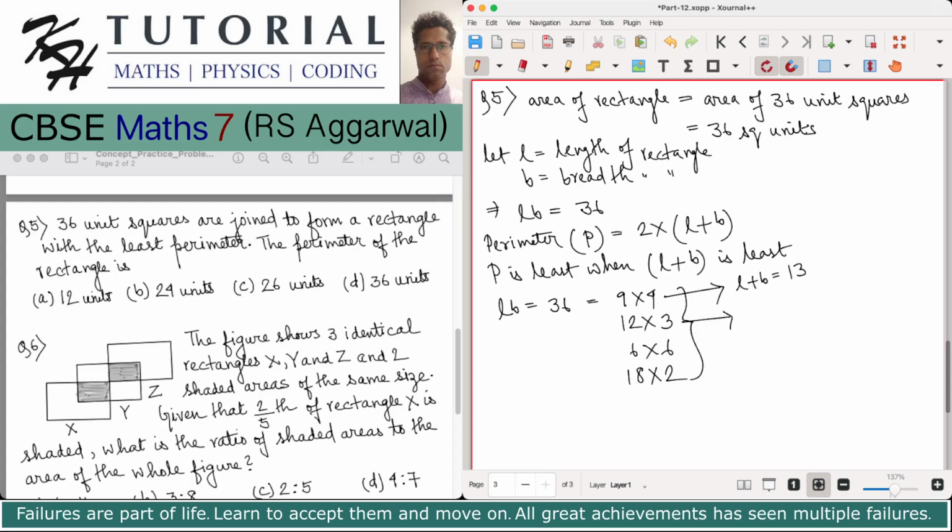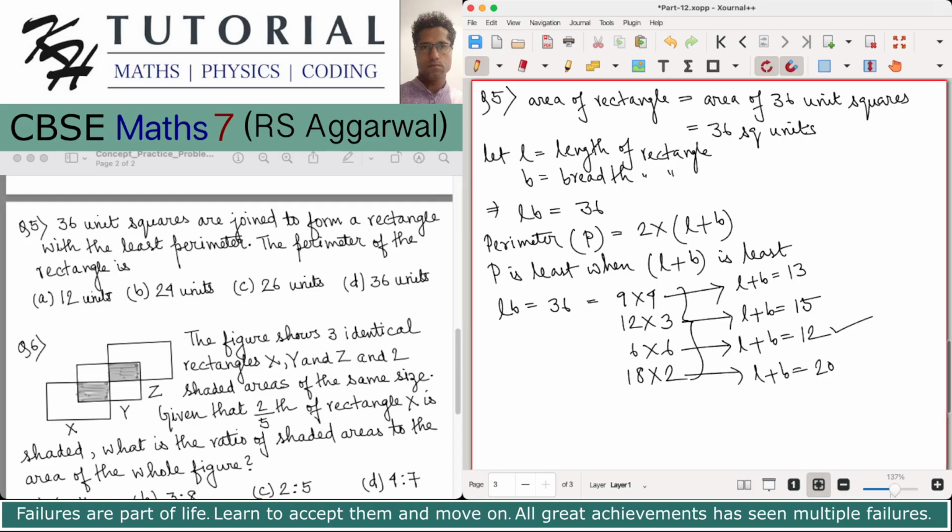If we consider 36 as 12 into 3, then the length will be 12 and the breadth will be 3, and L plus B will be 15. And if we consider 6 into 6, then it will be a square, that is length and breadth both will be equal to 6, and L plus B will be equal to 12. And if we consider 18 into 2, the length will be 18 and breadth will be 2, and L plus B will be equal to 20.